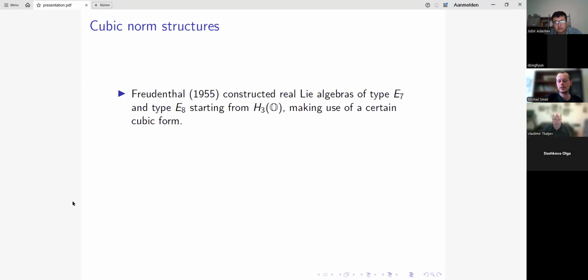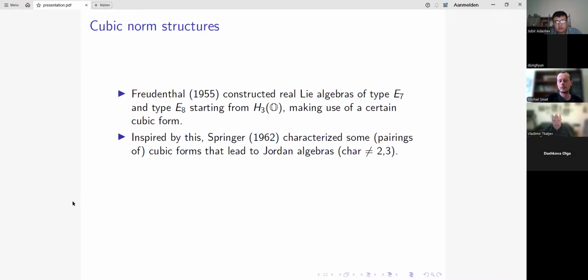In the 50s, Freudenthal constructed real Lie algebras of type E7 and E8, starting from 3 times 3 matrices over the octonions, over the real numbers. And he did this by making use of a certain cubic form. And this cubic form is more or less the determinant, though you have to be careful if you define the determinant on octonion matrices.